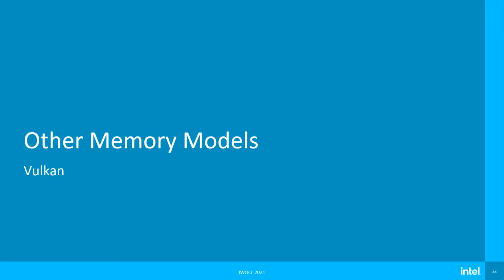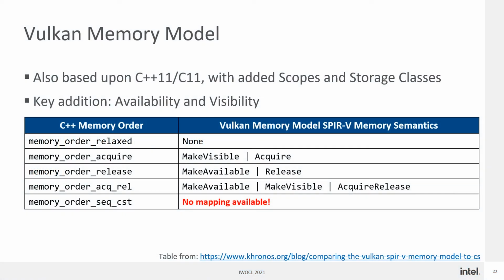One final memory model to consider is the Vulkan memory model. The Vulkan memory model is also based upon C++11 and C11 and also adds the concept of scope and memory regions in the form of storage classes. Some of the key additions in the Vulkan memory model are the concepts of availability and visibility. As you can see in the table below provided by the Vulkan working group, there is a mapping from most of the C++ memory orders to the Vulkan memory model semantics.